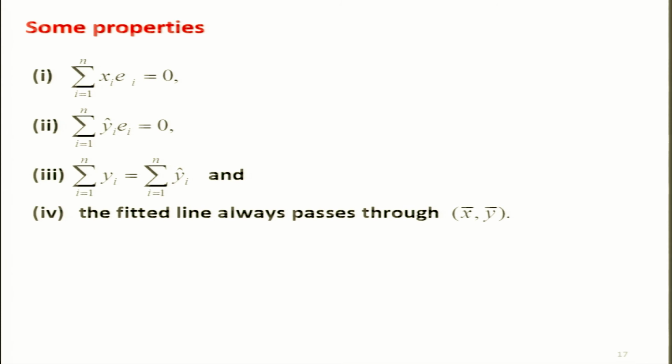Well, after that, just for your information, these properties may be useful for you. I am just stating here simple properties of this estimator: if you obtain summation xi ei, this will come out to be 0. If you obtain summation yi hat ei, this will come out to be 0, and summation of yi hat and summation of yi are the same. And the fitted line which you have obtained will always pass through the sample means x bar and y bar.